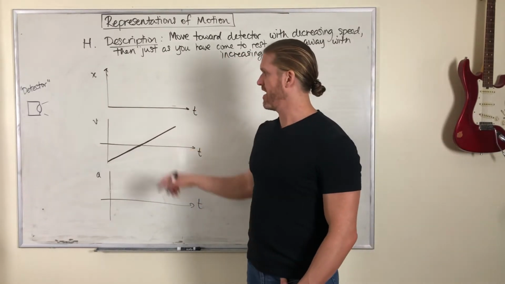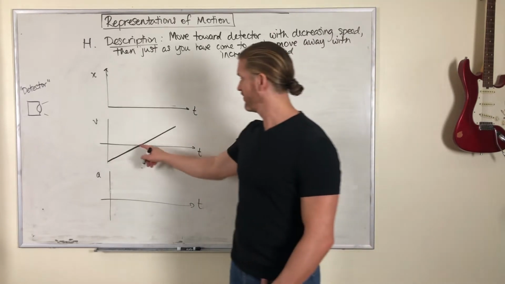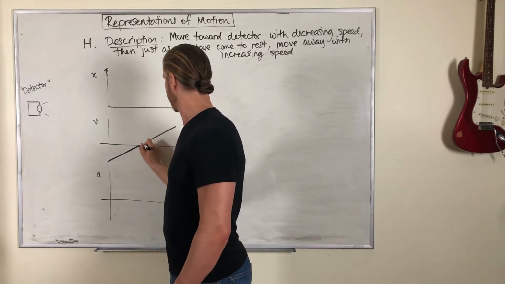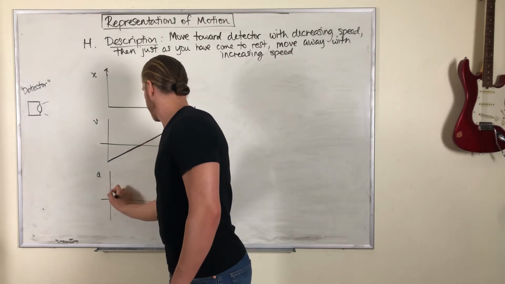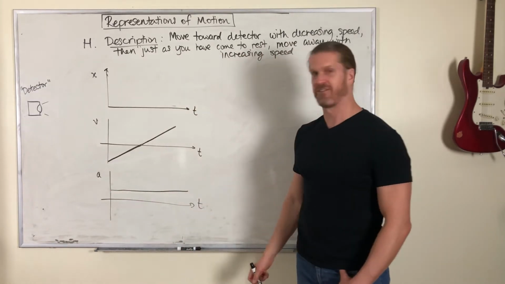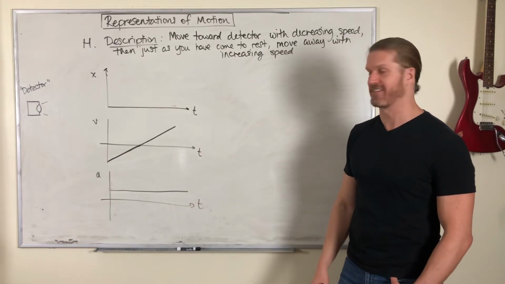Now once we've drawn that, it's easy to draw the acceleration. Acceleration is the slope of the velocity. This is a line, with positive slope. So acceleration is just a constant positive value. Sorry, that's not a very good constant line, but you get the idea.